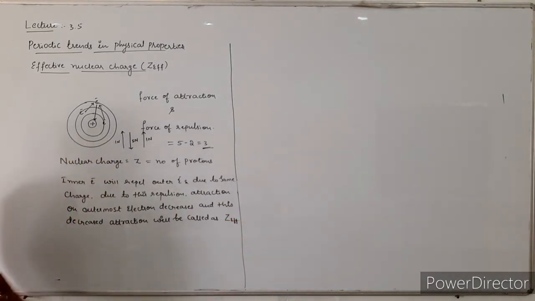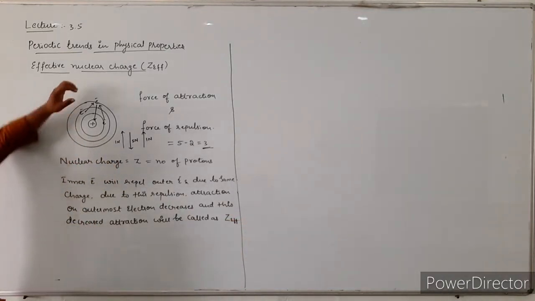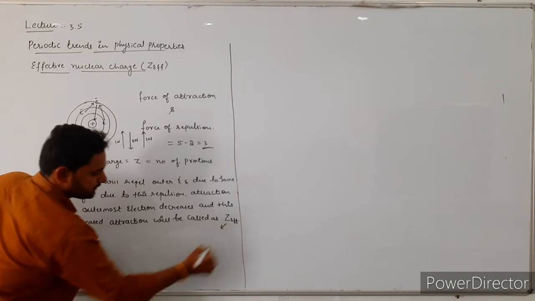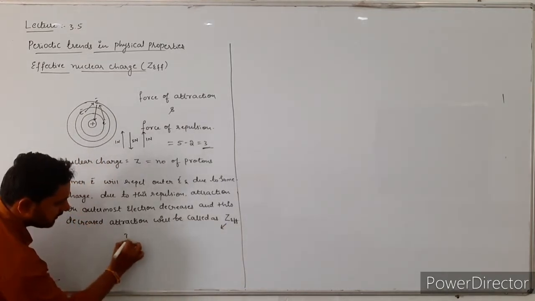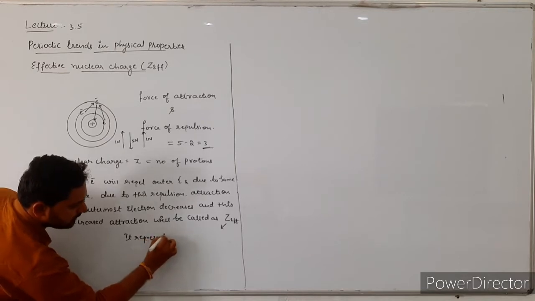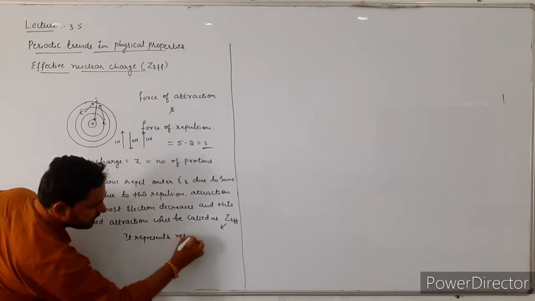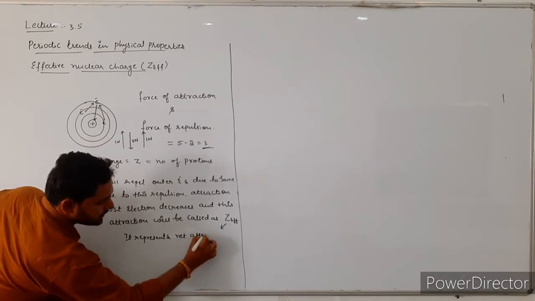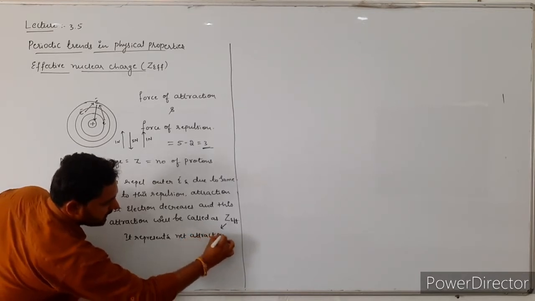Effective nuclear charge represents the real force of attraction on the outermost electron, right? It represents the net, or real, attraction on the outermost electron.